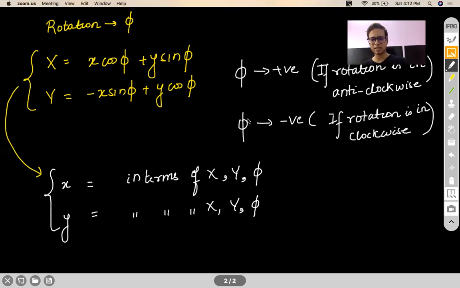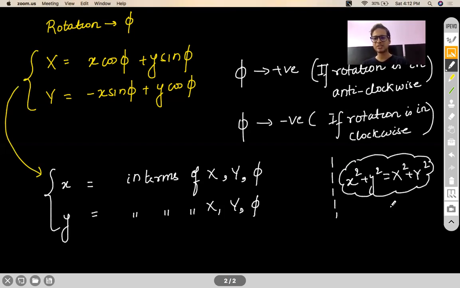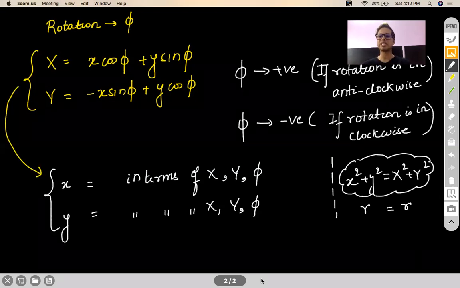It's not the same, Anurag, there will be a small change. If you square and add it, Pranav, you will see something very strange. In fact, that is a reality also. x square plus y square will be equal to capital X square plus capital Y square. This is what you will get when you square them and add. Okay. And this is true because your r is not getting changed. So the distance from the origin is not getting changed, and hence x square plus y square will be the same as capital X square plus capital Y square. You are not going to get small x and small y in terms of capital X and capital Y. Okay.